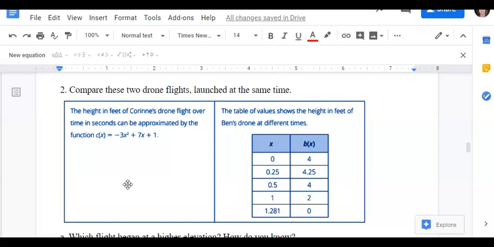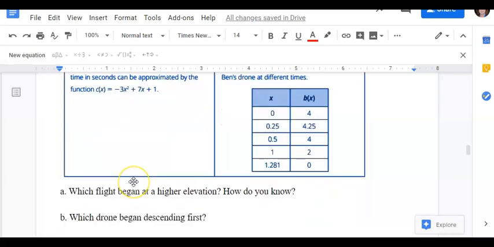This table starts at 0, 4. So at 0 seconds, it looks like the height is 4 feet off the ground. So maybe Corinne was only holding her drone 1 foot off the ground, and it looks like Ben is holding the drone 4 feet off the ground. And so he releases the drone, and then it goes up and back down. So let's see what the questions are.